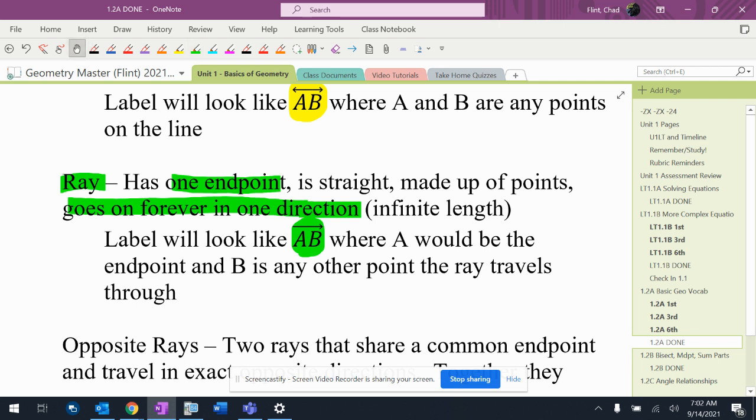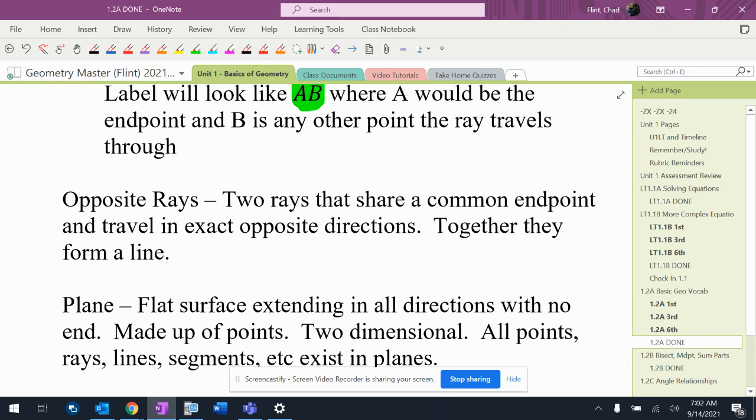As long as we can look at it, see that that's a ray, we're not going to need to know anything else about it. Opposite rays, this is, again, something that's in geometry. We don't really use it for anything in what we do. So opposite rays are two rays that share a common endpoint, and they travel in opposite directions. All right, but again, not super important. I'm not really concerned about it.